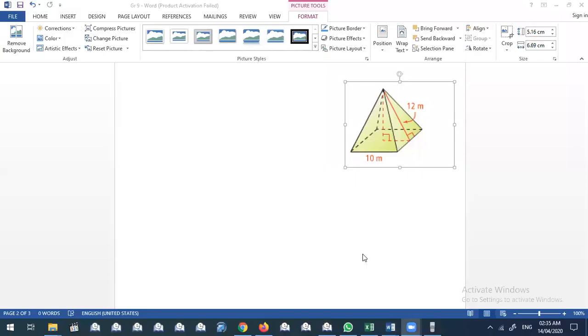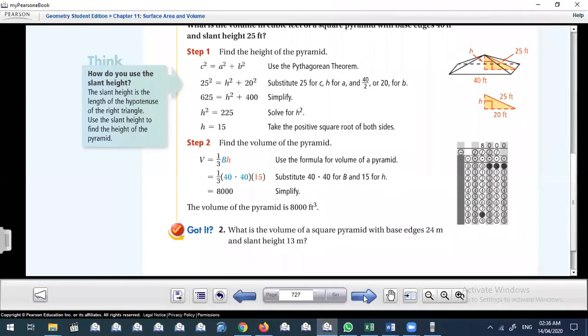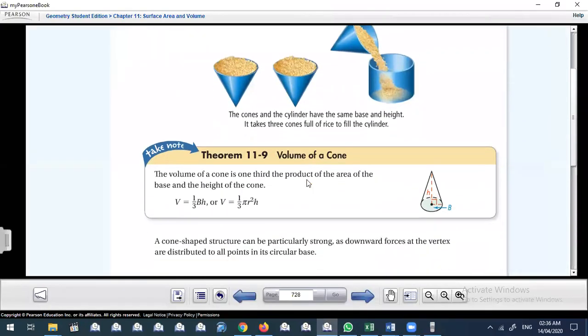Now let's move to the other part of our lesson, which is the volume of the cone. The rule for the volume of the cone is very easy: a third by r squared h. R is the radius of the cone, h is the height. So the volume of the cone equals a third by r squared h. Let's solve an exercise to understand this rule well.